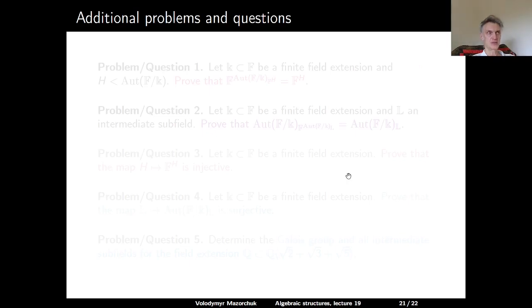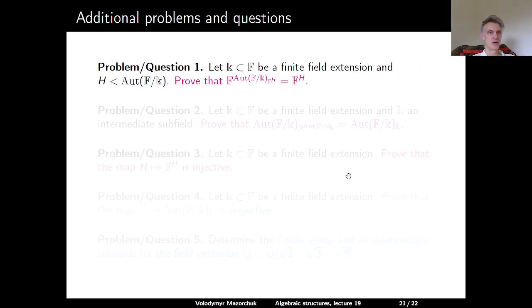Some additional problems and questions at the end. Problem question 1. Let K inside F be a finite field extension and H a subgroup of the automorphism group of F over K. Prove that the fixed field of H coincides with the fixed field for the stabilizer subgroup of the automorphism group for the fixed field of F over H.